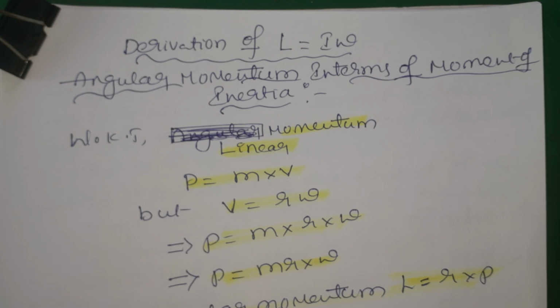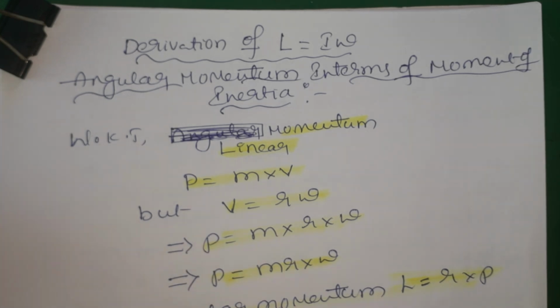In this class, we are going to learn clearly about the relation between angular momentum and moment of inertia. L, I మధ్య relation derive చేయబోతున్నాం. That is, we are going to derive the formula L is equal to I omega in system of particles and rotational motion, Inter first year physics, class 11 physics.